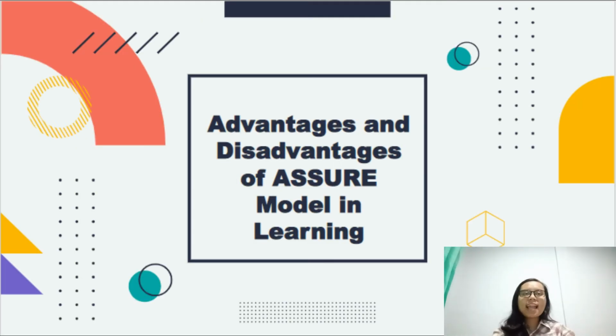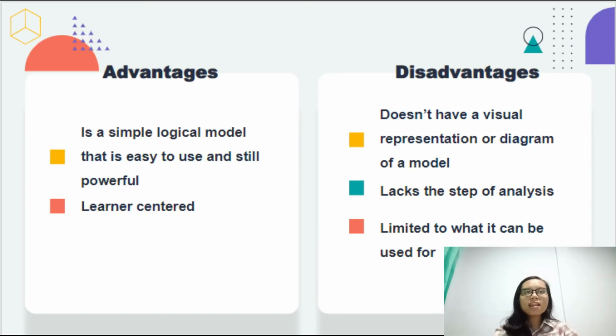Next, advantages and disadvantages of the ASSURE model in learning. So, the advantages are, first, it is a simple logical model that is easy to use and still powerful. It means that students can use computer software to make revisions to their homework quickly and easily. Students' needs and levels of abilities are taken into consideration while setting the curriculum, as well as the kind of technology needed. Students are active participants, no more passivity when learning is taking place.